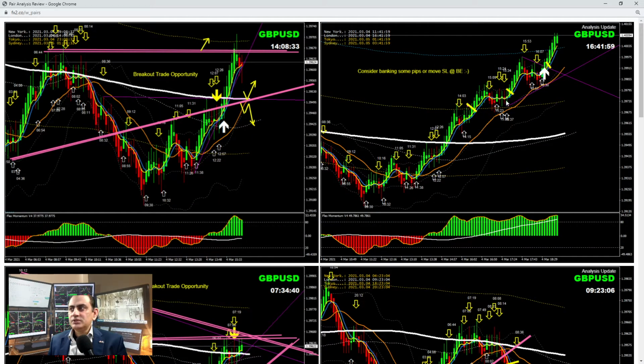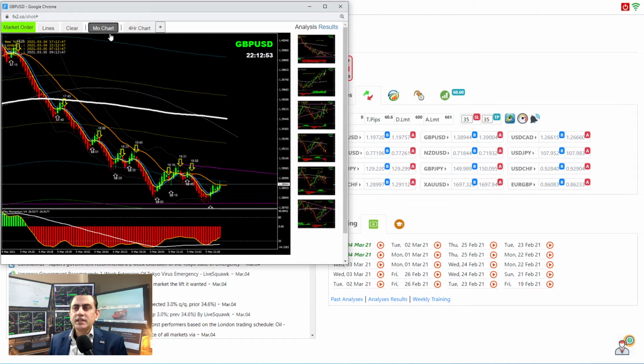As you can see here, 1 2 3, beautiful pullback long just before the news release. We were long on pound dollar. Our target was 140,000, and after 140 we had a beautiful short trade, and that's what I explained to traders. Keep taking all these pullback short trades and the beautiful short trade.